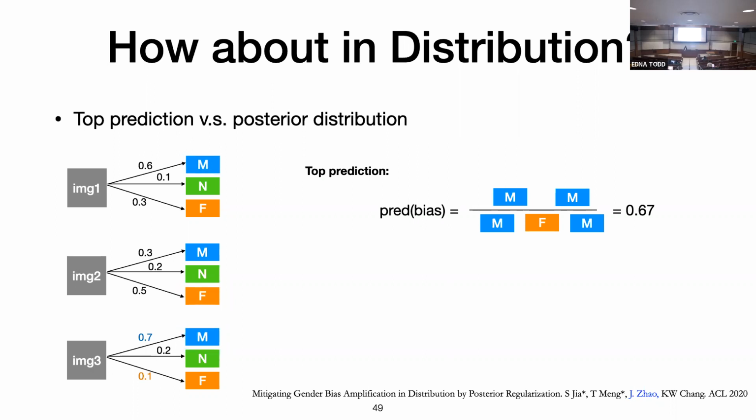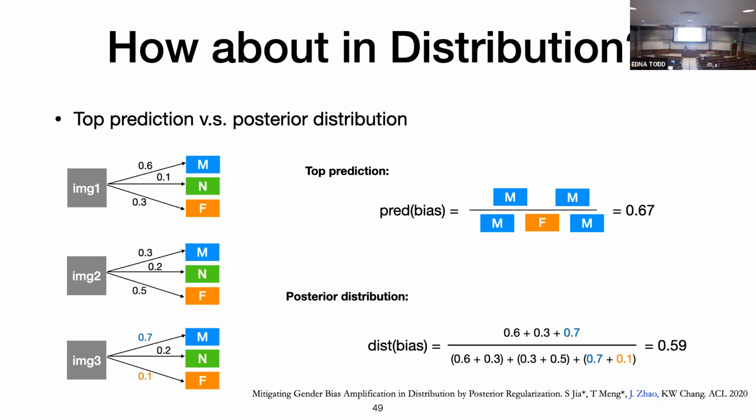And then when we calculate the bias from the distribution perspective, we calculate for all the 3 images the probability of being male, like 0.6 for the first one, 0.3 for the second one, and vice versa, and divide by the probability of the agent being male or female. So you add up those probabilities here. For the 3 images, the bias from the distribution perspective is now less than 0.6.